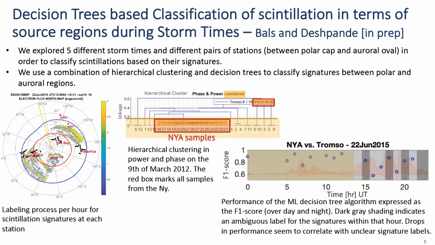What she's found out is whenever there's a storm or something, the auroral boundaries expand so much that your polar cap station comes inside the auroral oval. So that screws up the labeling part. And that's why the algorithm cannot produce what it's supposed to produce reliably.